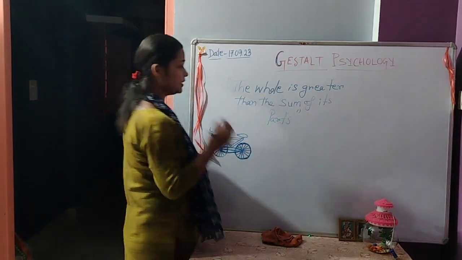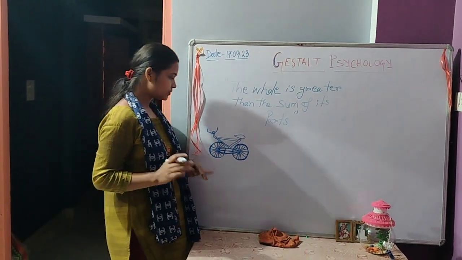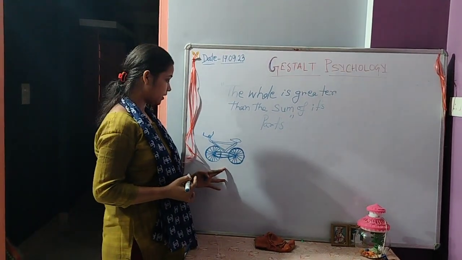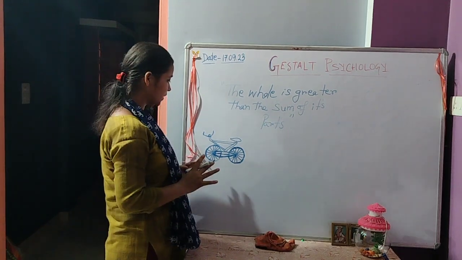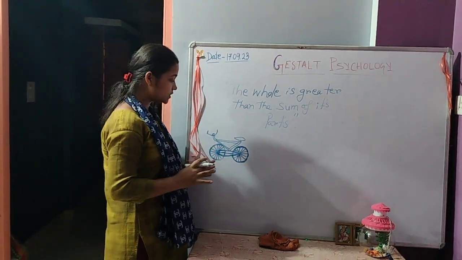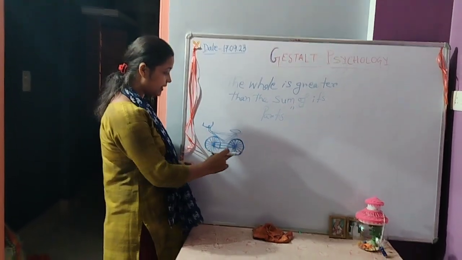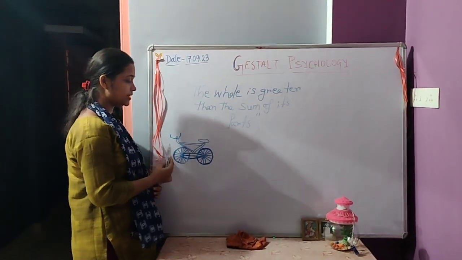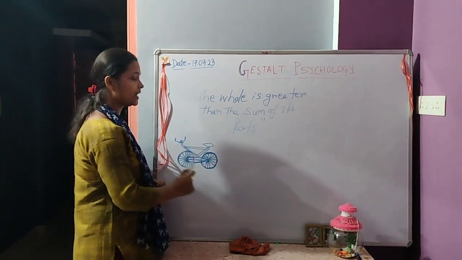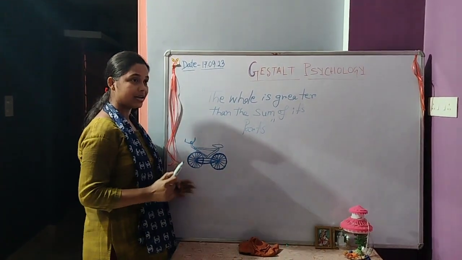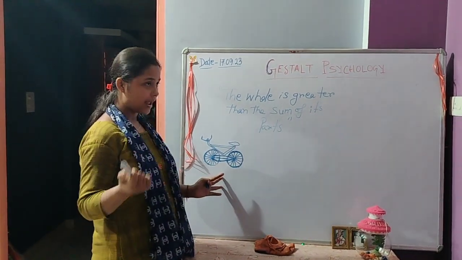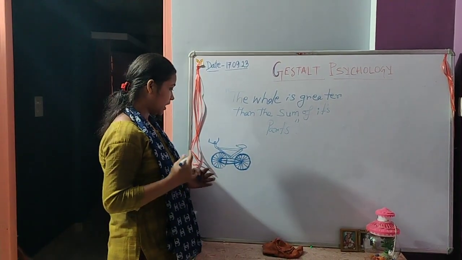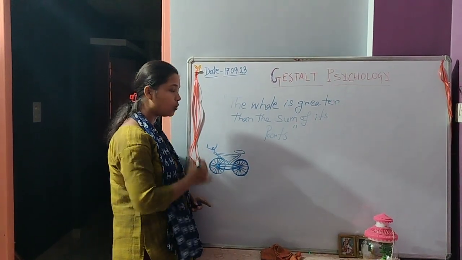Now, to understand this line, let's take one example. Here, I have already drawn a figure of a bicycle. Whenever we look at this figure, we understand that it's a bicycle. At first look, we don't identify its different parts, like two wheels, two tires, one handle or one seat. We don't identify a bicycle like this. Whenever we see this figure, we understand that it's a bicycle. So, as human beings, whenever we see an object, our mind or our brain accepts its whole figure.